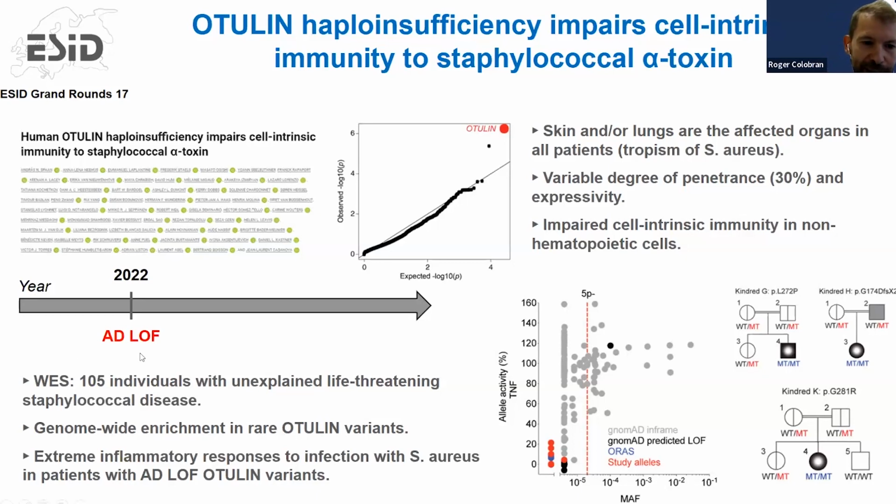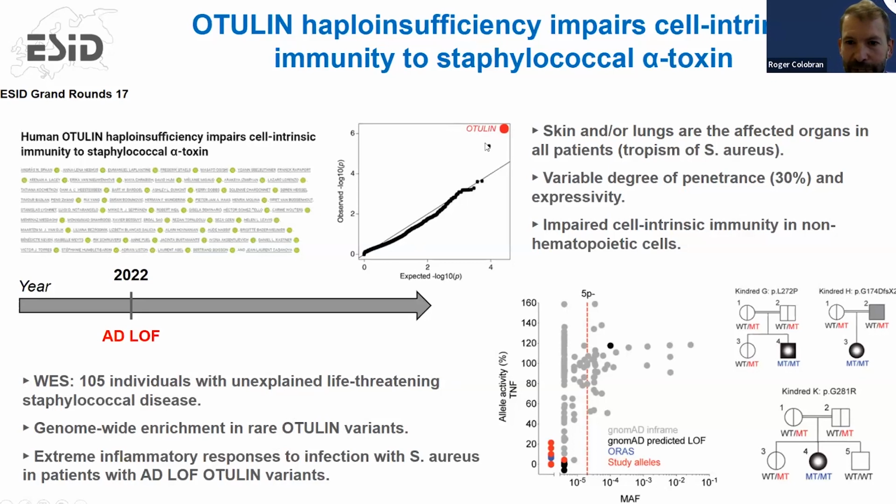And what is funny is that in this study, they studied, in fact, the genetic basis of unexplained life-threatening staphylococcal disease. So they did an unbiased approach doing whole exome sequencing of more than 100 individuals. And they found an enrichment of rare variants in the OTULIN gene. The OTULIN gene was the only gene reaching statistical significance.